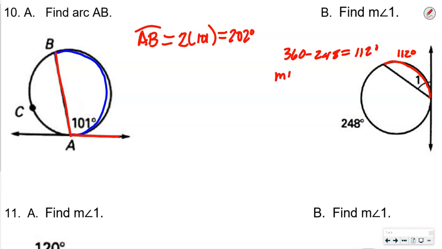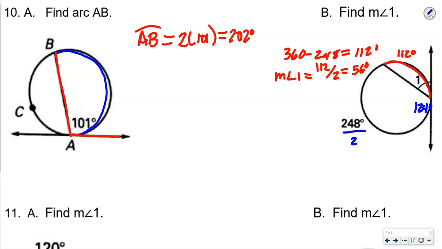So the measure of angle 1 is equal to 112 divided by 2, which is 56 degrees, right? Now that's one way to solve it. The other thing we could have done is taken half of this. So if we take half of 248, that's 124, right? So that's 124 up there.